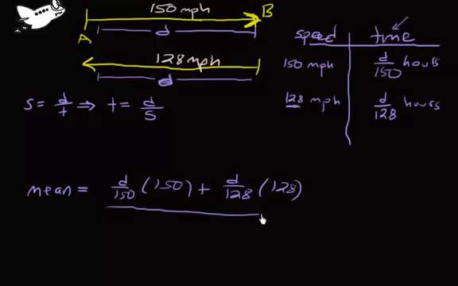Now here's the problem. This is where it starts to get even harder: the bottom is you would divide by the frequency. And the frequency would be to add up these two, the time column over here. So we are actually adding two fractions together, d over 150 plus d over 128.